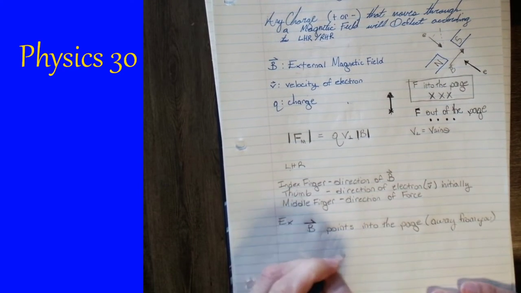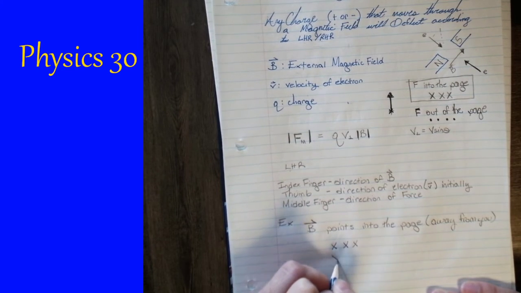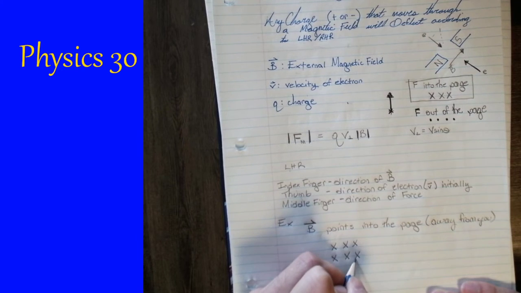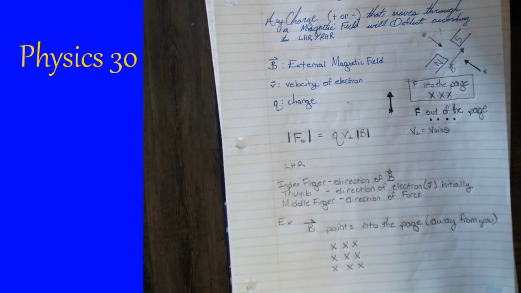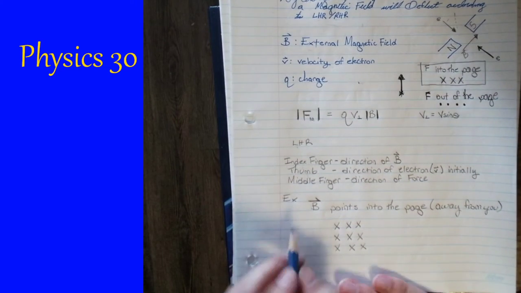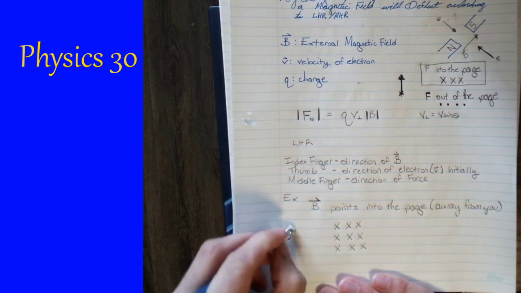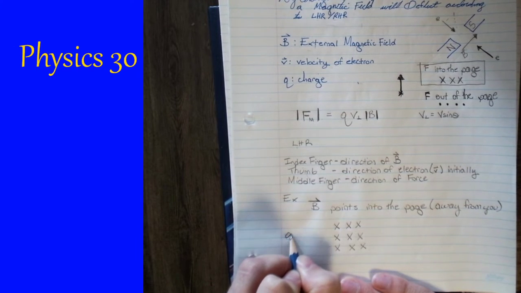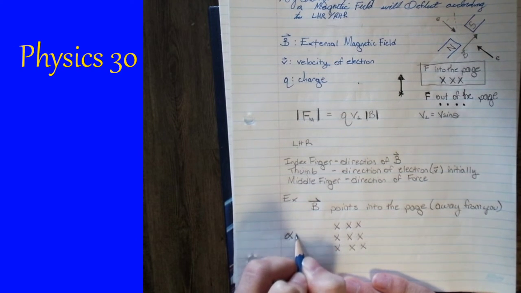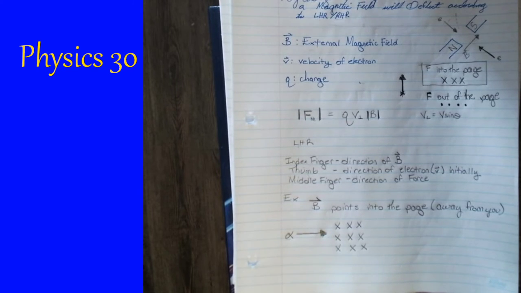So how we interpret that would be our magnetic field looks like this. Points away from us. And let's say an alpha particle travels this way into the magnetic field.